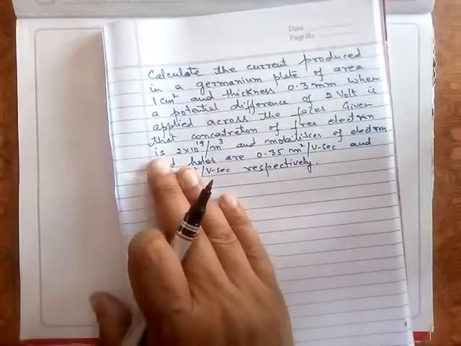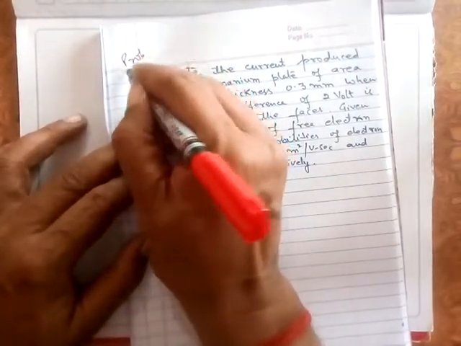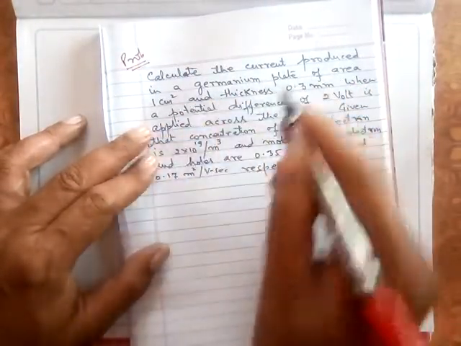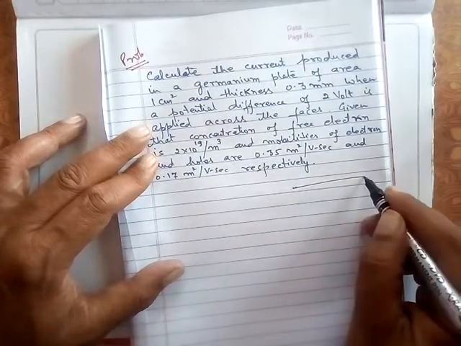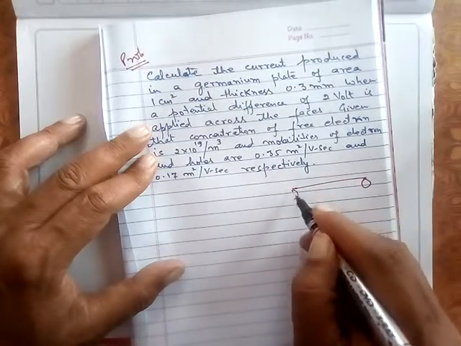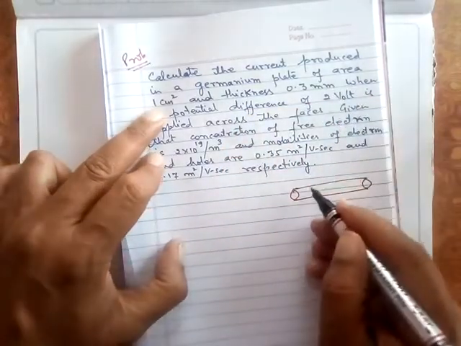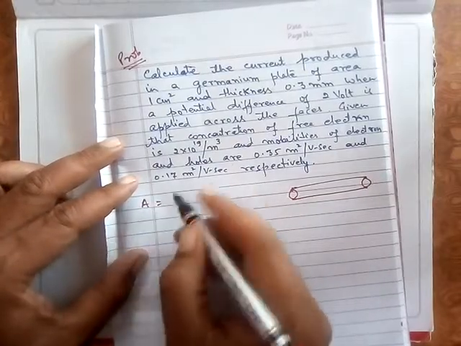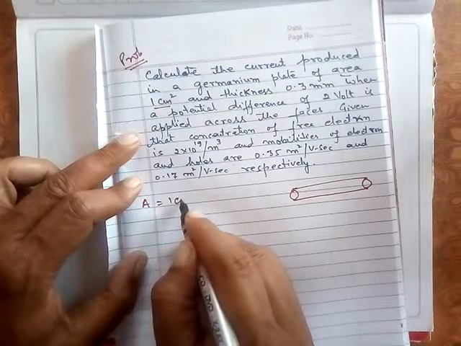Next numerical. Calculate the current produced. The next problem says, calculate the current produced in a germanium plate. There's a germanium plate here. Let's take the cross section of this. Germanium plate of area 1 centimeter square. The cross sectional area of this is given as 1 centimeter square.